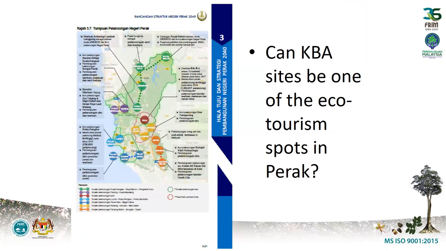Dan di bawah rancangan struktur negeri pun ada juga menyatakan tempat-tempat tumpuan pelancongan bagi negeri Perak. So probably KBA site can be one of the ecotourism spots in Perak. But obviously kebanyakannya adalah merupakan kawasan ecotourism. But why not kita highlight KBA sebagai satu site for the ecotourism spots lepas ni.